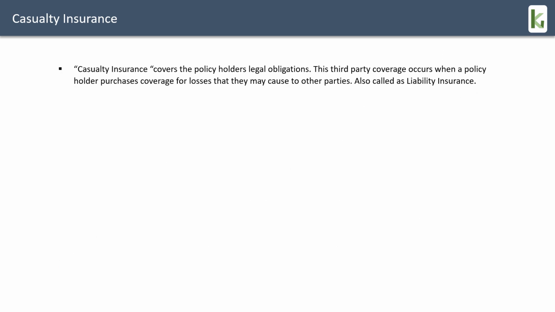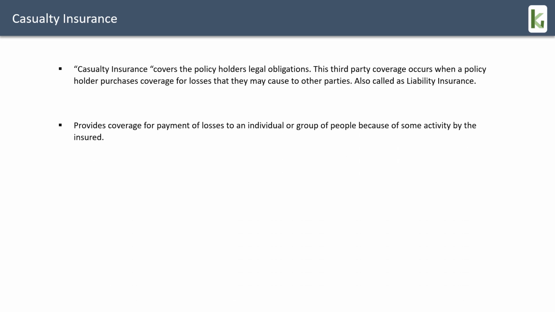Casualty insurance covers the policyholder's legal obligations. This third-party coverage occurs when a policyholder purchases coverage for losses that may be caused to other parties. It is also called liability insurance. It provides coverage for payment of losses to an individual or group of people because of some activity by the insured. It protects the insured in the event he is sued on types of claims that come within the policy.